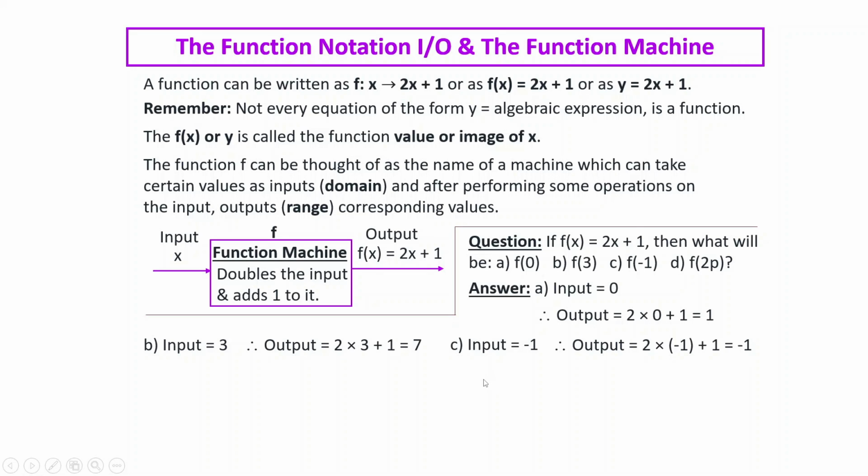And finally, we have an expression 2p as the input. Output will be 2 times 2p. In place of x, we are substituting 2p, plus 1. 2 times 2p is 4p plus 1 is the corresponding output expression.